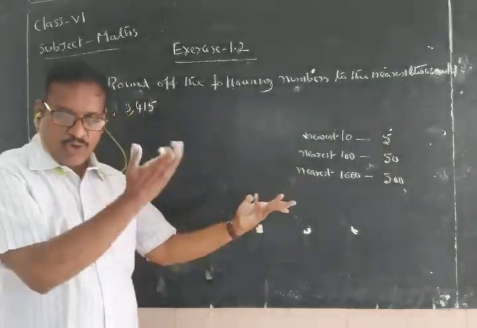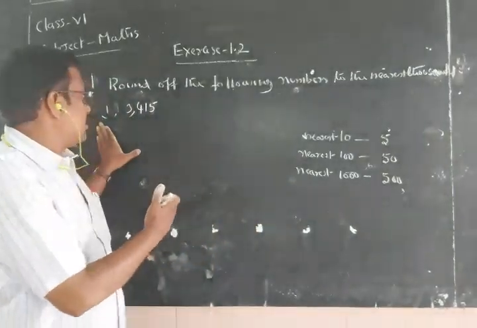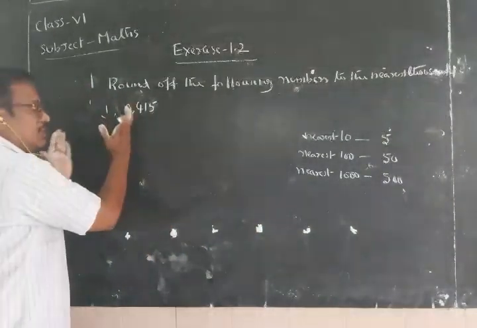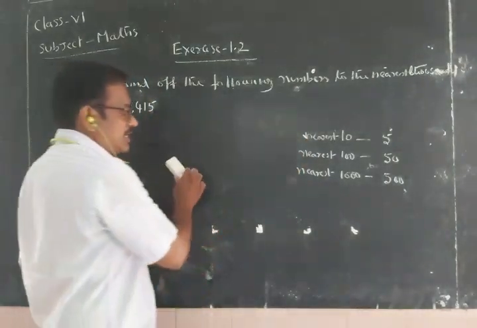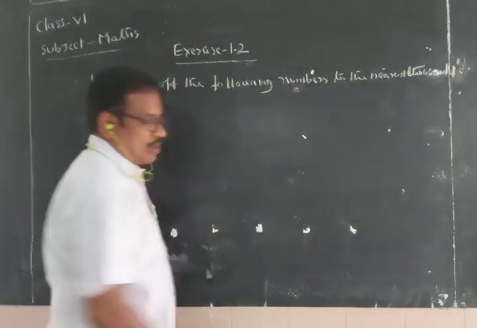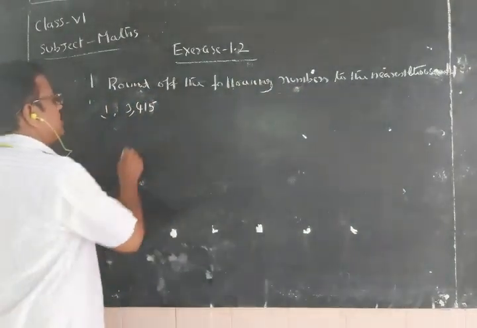So 500 below, the number is this 1,000. Suppose 3,450: 3,000 and 4,000, you write the numbers. So we find out the nearest thousand. Now I write the numbers.